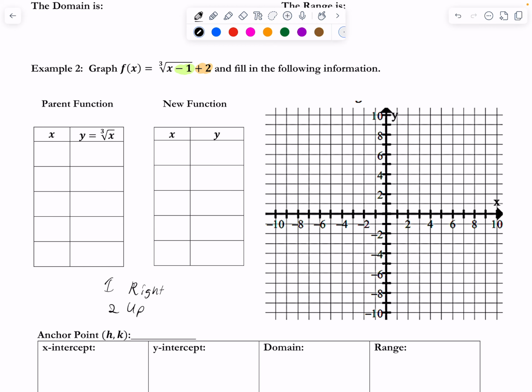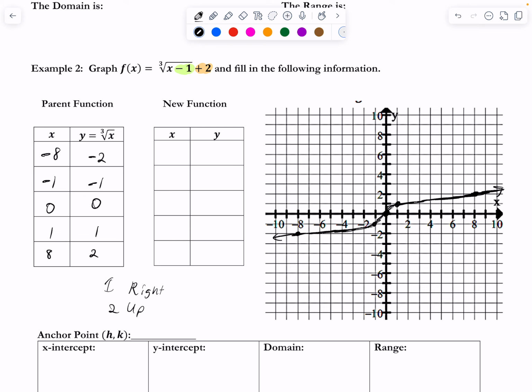I'm going to put the parent function on here. -8, -1, 0, 1, and 8. The cube root of those we just did. I'll plot that on there because I like to put the original. All right, and then we're going to move this 1 to the right and 2 units up.